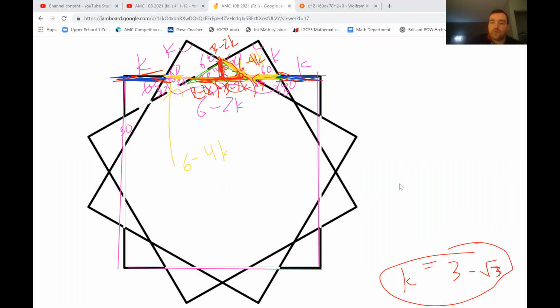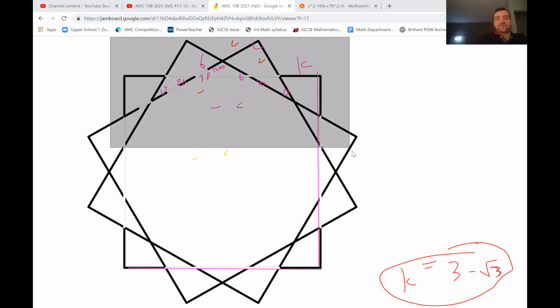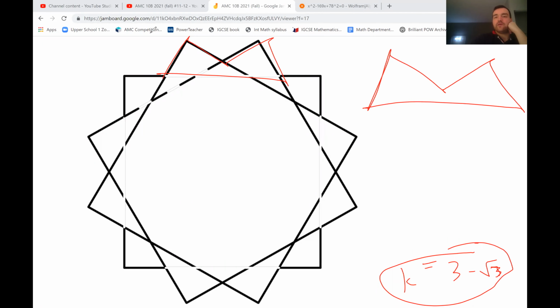So now we know k is 3 minus root 3, and now we're pretty good, right? Okay, now I'm going to clear all this stuff up here because it's a little messy, and I want to be able to show what I'm doing. Now what I just need to do is find the area of one of these things. To me, it looks kind of like a crown, right? This crown-looking thing. So I need to find the area of one of these.